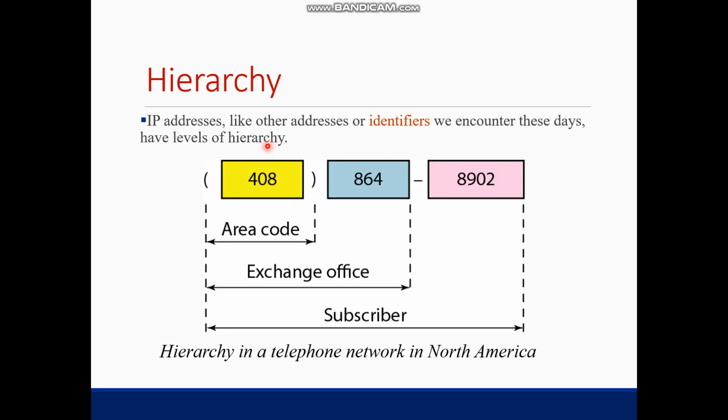So let's define the hierarchy. What is hierarchy? As with country codes, the IP address has a hierarchy as well. For example, in the telephone network in North America, we have an area code, an exchange office code, and then a number defining the subscriber. The same as this, the IP address is going to have its own hierarchy.